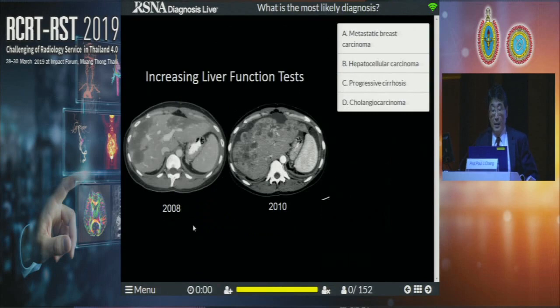Excellent. Okay, this is a woman. This is her contrast portal venous phase CT in 2008. This is the same patient in 2010. And my question to you is, what is the most likely diagnosis?